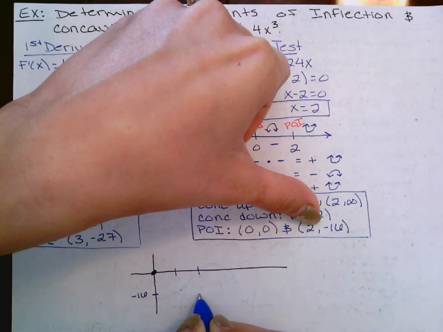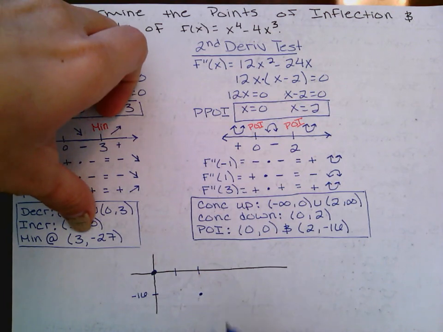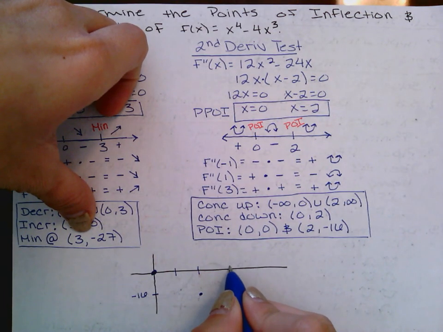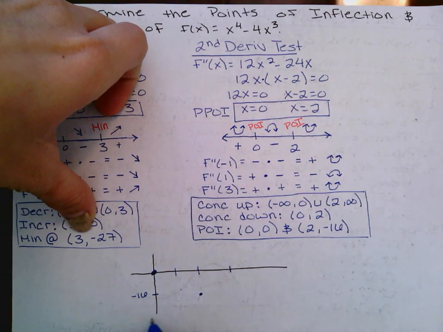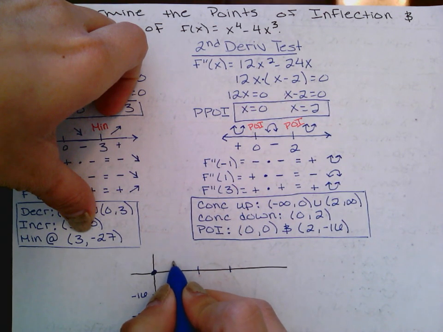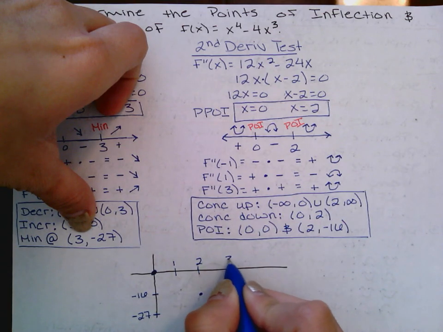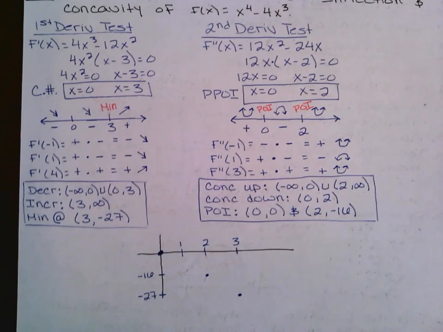It's somewhere down here. And then I have a min at 3, negative 27. Let's say negative 27 is somewhere down here. Okay. And this is 1, 2, and 3. Again, a rough sketch. Okay.